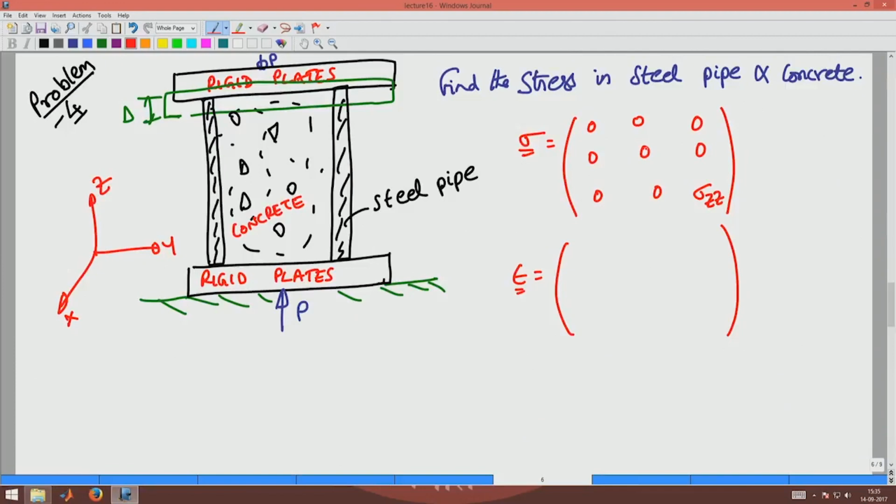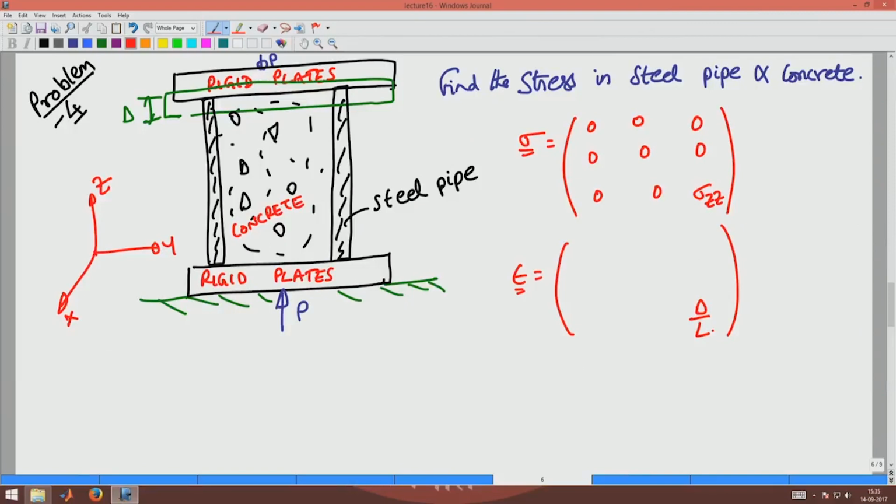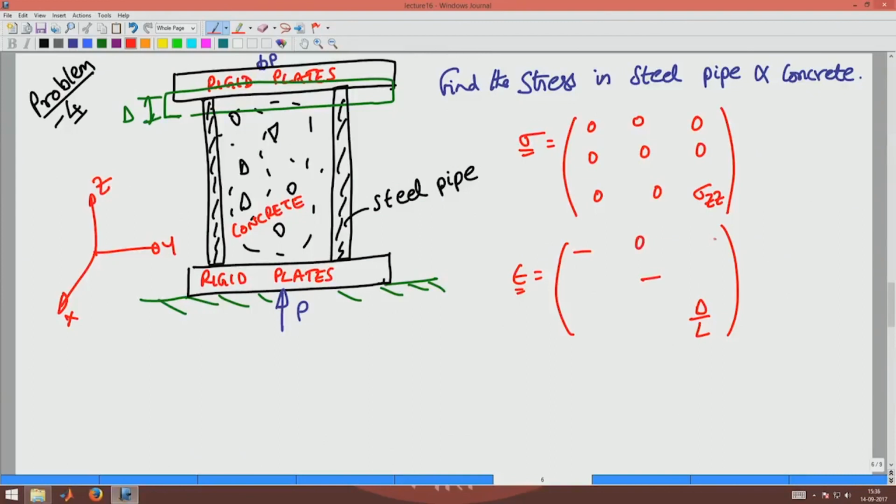Now, what will be the strain corresponding to this? The top plate has displaced by amount delta. So, strain roughly is the change in length by the original length, or displacement delta divided by L, as we saw in the case of a uniaxial member. Here it is compressing along the z direction and hence the strain is along the z direction, and then there will be Poisson strain in the other two directions, which for now we will ignore. There are no shear strains. So, we will ignore those strains.